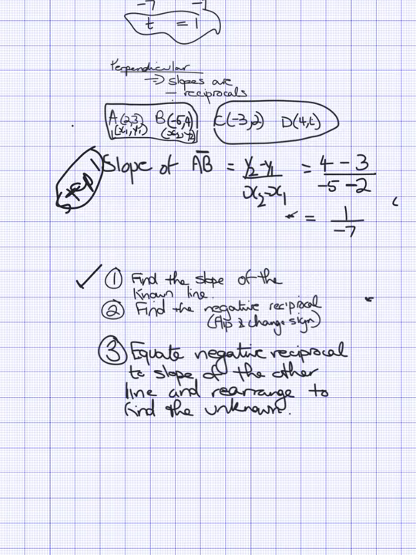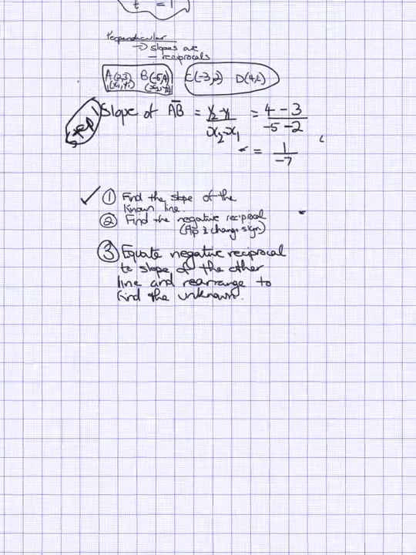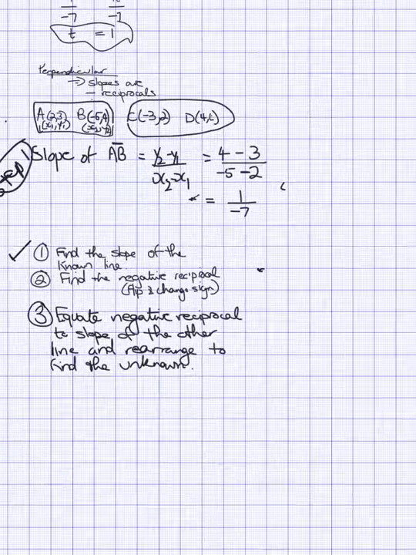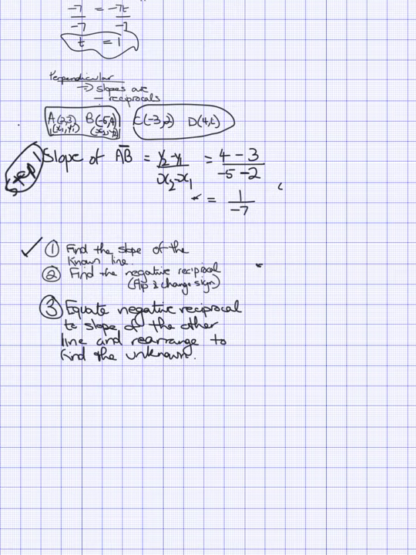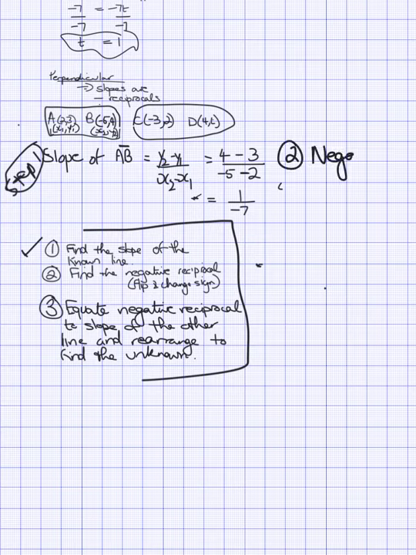Now step 2 is to find the negative reciprocal, and we flip that and change the sign. So I'm going to write this over here. So step 2, and you'd write it in a line, but I put the steps here, so I've sort of run out of room. So step 2, the negative reciprocal then is going to equal 7, which is 7 over 1.